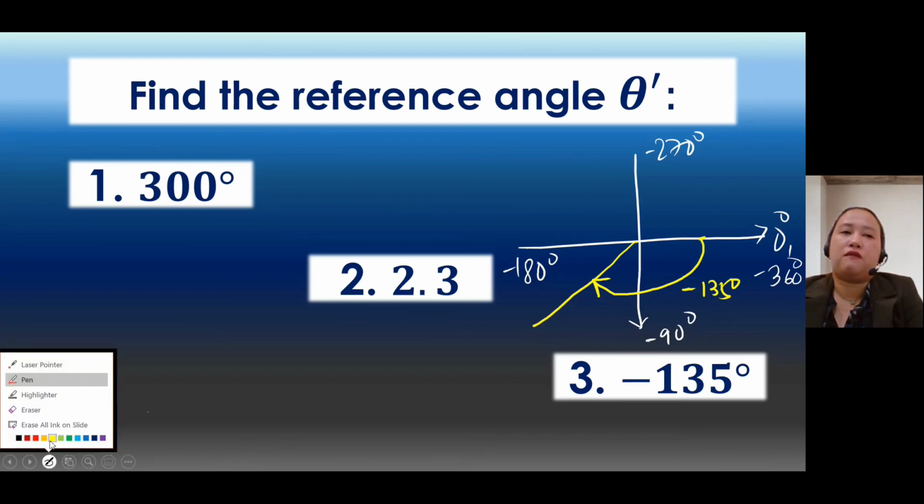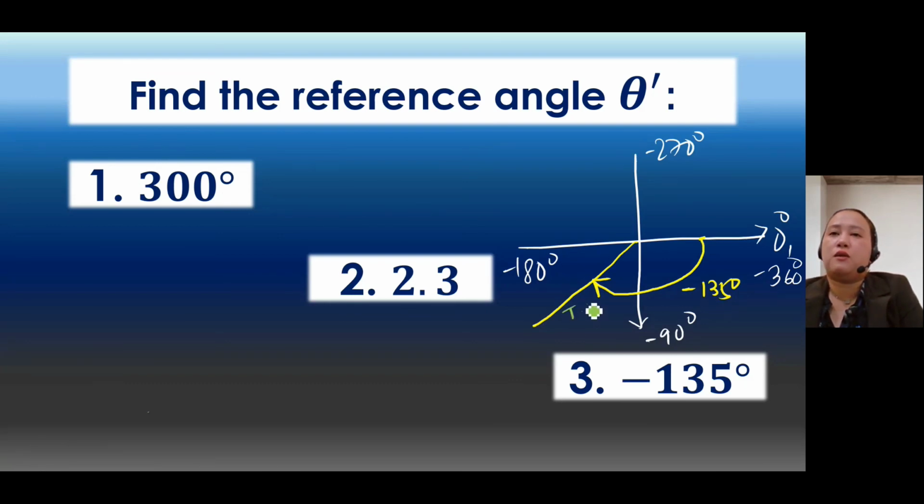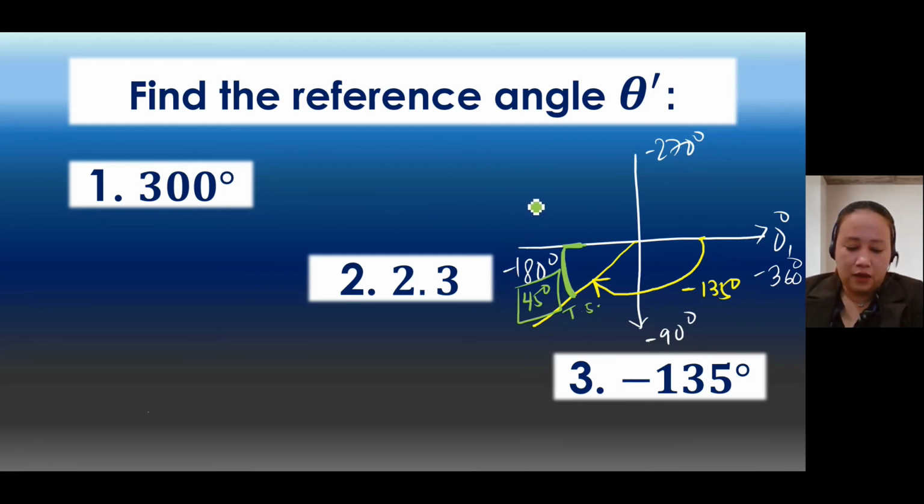And again, in determining the reference angle, this is the terminal side, and then this is the horizontal axis. So you just measure the angle on this portion. So that is 45 degrees. That is the reference angle. Why is it 45 degrees? Of course, you're just gonna get the difference of the negative 180 and negative 135 degrees. Okay, the distance. So that's it.